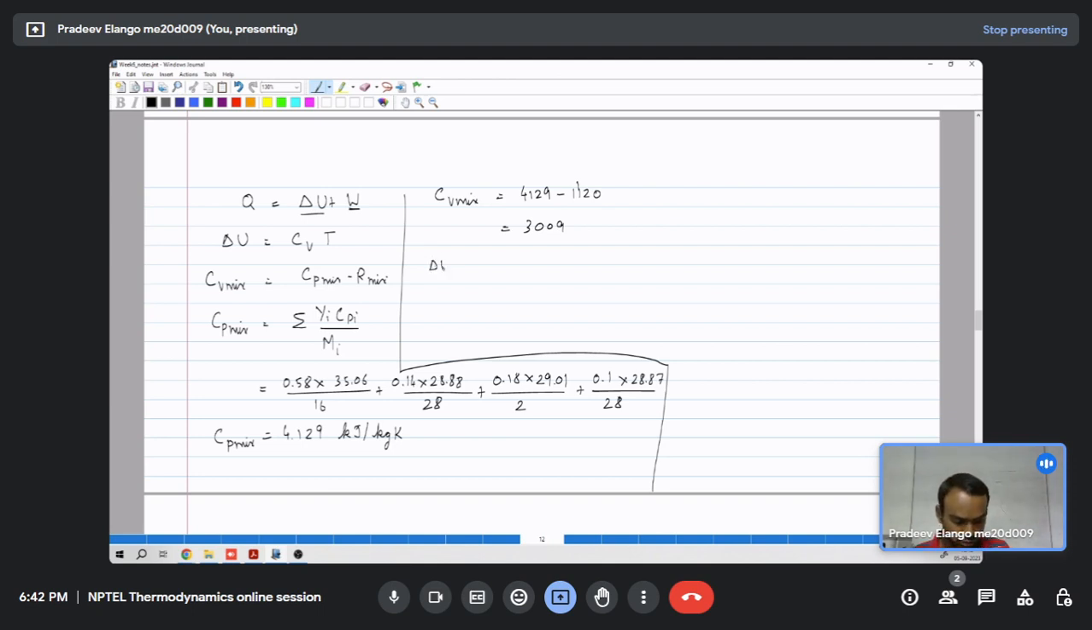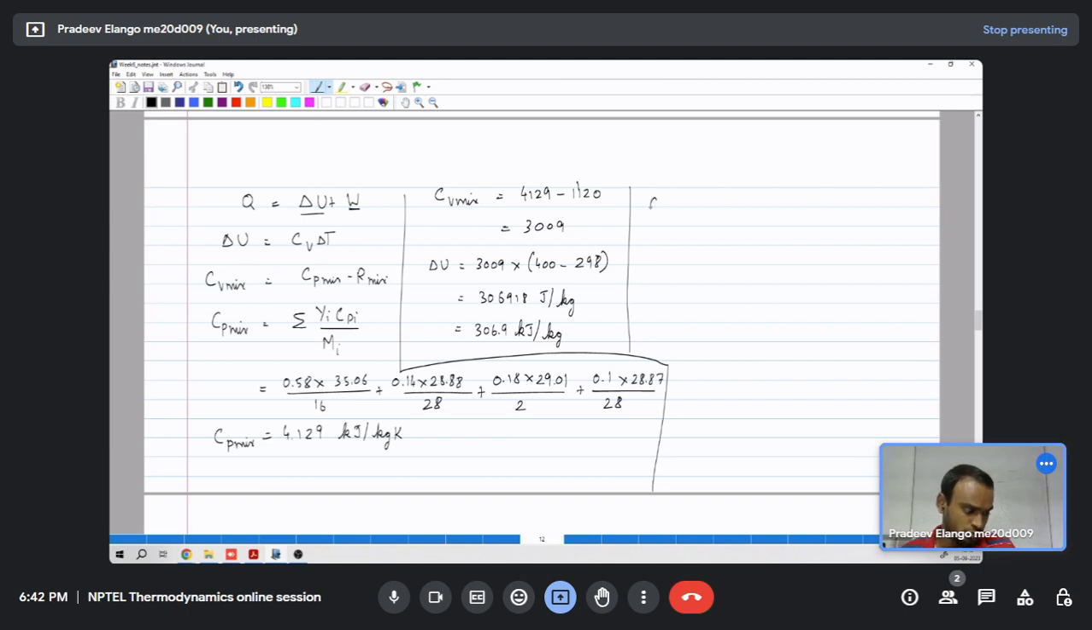Now delta U is Cv into delta T, so that is 3009 into final temperature 400 Kelvin minus initial 298 Kelvin. This is 306918 joule per kg or 306.9 kilojoule per kg.